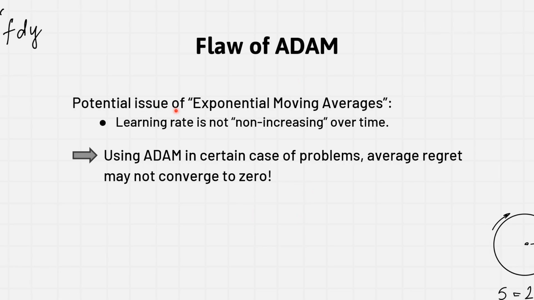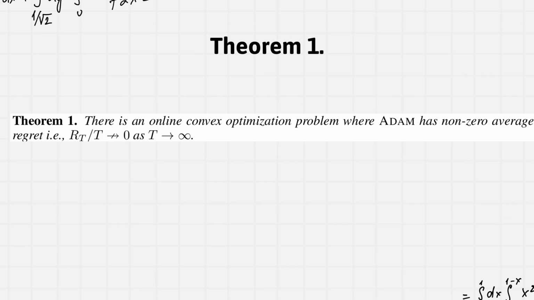The reason lies in the fact that algorithms using exponential moving averages tend to have the problem where the learning rate is non-increasing over time. Classic methods like stochastic gradient descent and Adagrad do not have this issue. Therefore, in certain simple problems, using Adam may result in non-convergence of the average regret. Mathematically, this can be expressed as described in Theorem 1.